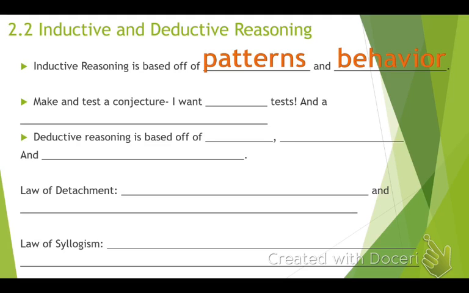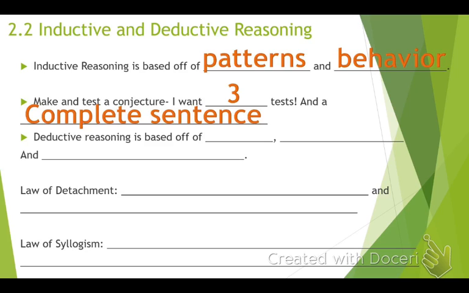Make and test the conjecture. When you see those words, make and test the conjecture. How many tests do I want? Three, at least three. And then, what will your exact answer look like? A complete sentence. 3/4 of it will come from the problem itself. If it said make and test a conjecture about the addition of positive numbers, then you would say, the addition of positive numbers is positive.